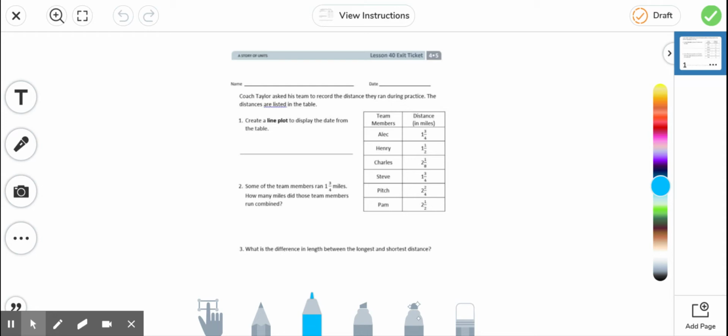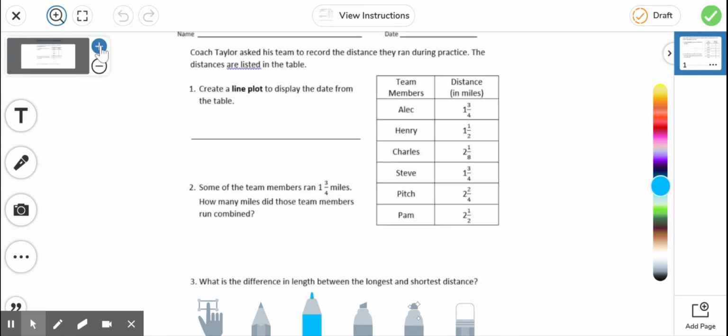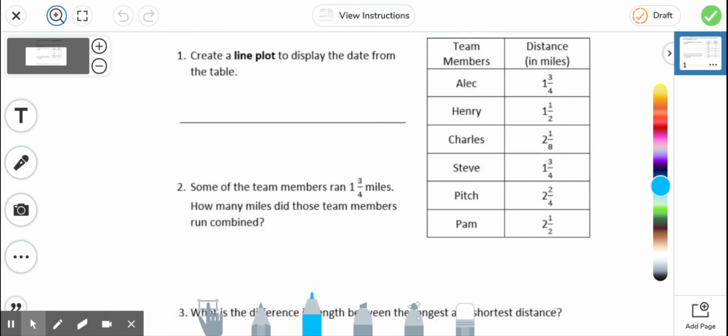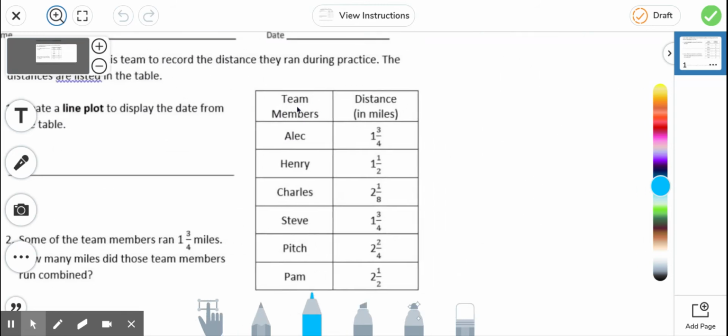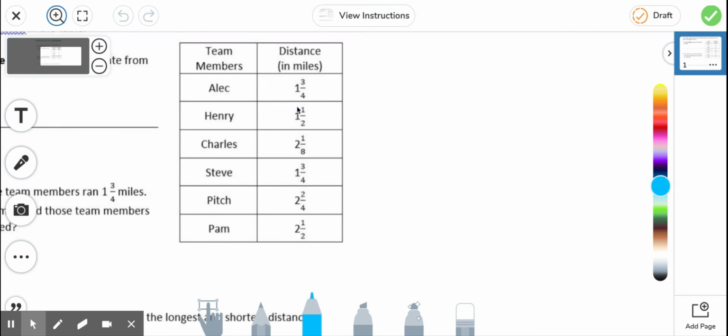Before we can do 1, 2, or 3, we need to take a look at this table to determine if we need to change any of these fractions. I'm going to use the magnifying glass tool to zoom in and take a look at the chart. All right, so starting with Alec at the top, we have 1 3/4 miles. Then we have 1 1/2 miles. Notice the denominators don't match. Then we look at Charles, we have 2 1/8 miles. Then we've got 4, 4, and 2.